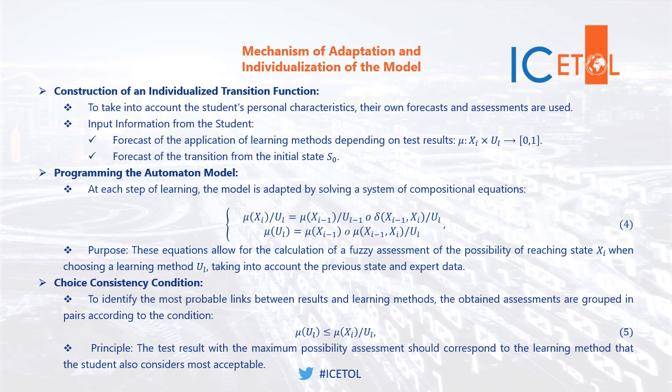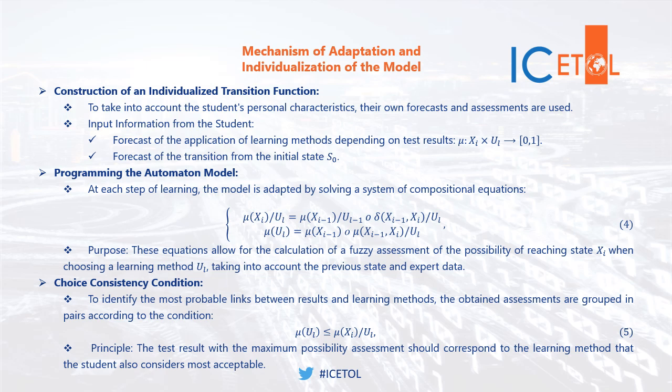Following this, the system must compare the objective possibility of success with the student's subjective choice. For this, the choice consistency condition, shown in Formula 5, is used. The expression mu of x sub i given u sub L functions as a validation criterion. The subjective assessment of the preference for a learning method, mu of u sub L, should not exceed the objective assessment of the possibility of achieving the result, mu of x sub i given u sub L. If this condition is not met, it serves as a signal for the system that intervention is necessary.